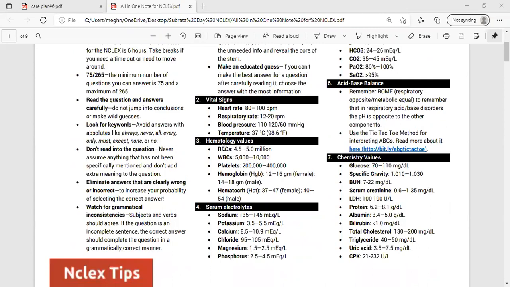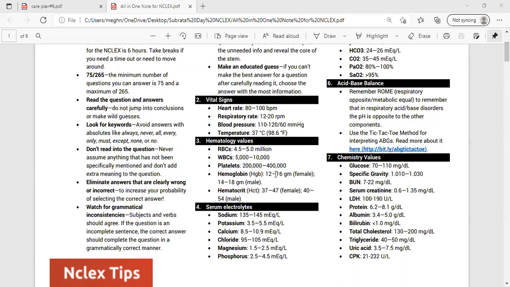Let me talk a little bit about hematological values. Red blood cell 4.5 to 5.0 million, whereas white blood cell 5,000 to 10,000. Platelet is 200,000 to 400,000. So if red blood cells are reduced, the patient develops anemia. If white blood cells are increased, it indicates infection. When platelets are low, the patient develops bleeding.